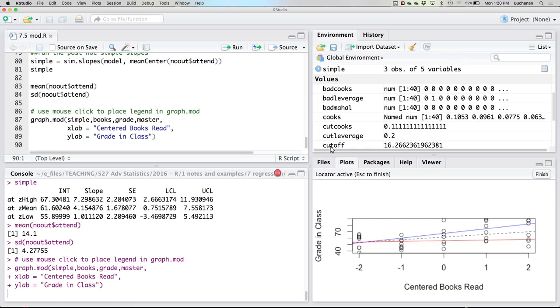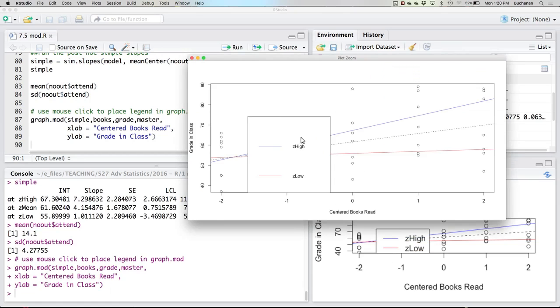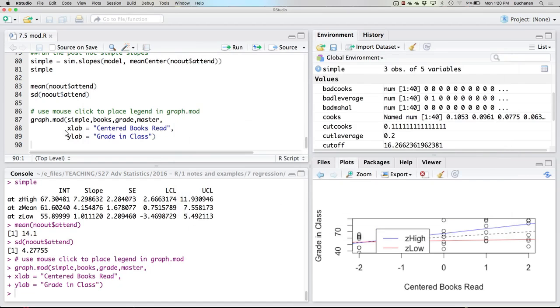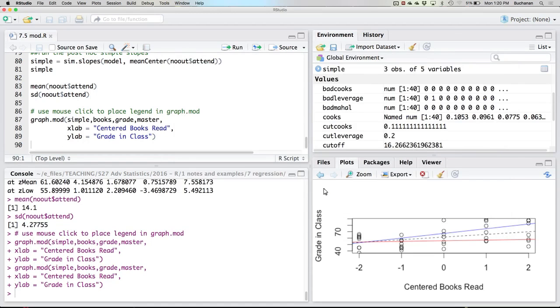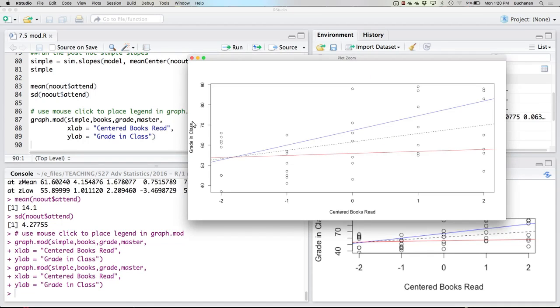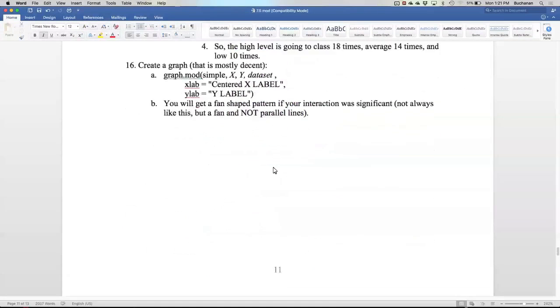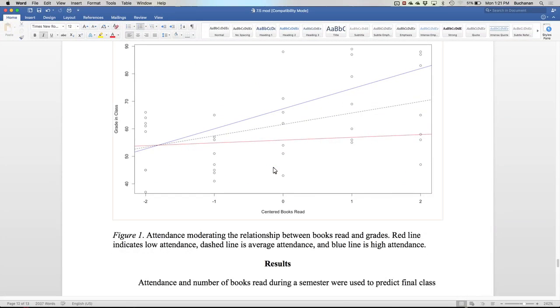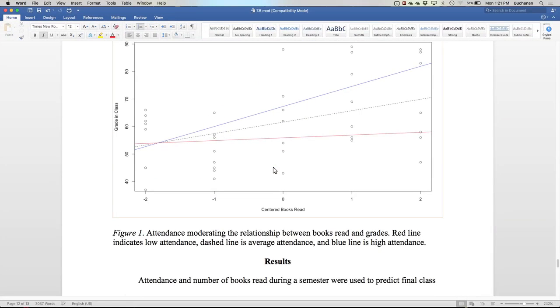So when you run the graph.mod from this package, this is all still part of Quantpsyc, it actually gives you this little stop icon when you run it because it wants you to click over here. If you click somewhere in the graph, it'll put this giant label on it that you cannot move or change. So what I've been doing is just running it, clicking somewhere outside the graph so I don't have that giant label. And then in the figure caption, I added what the colors meant. So instead of having a legend, which kills me inside because I'm like, it needs a legend, I just stuck it in the figure caption.